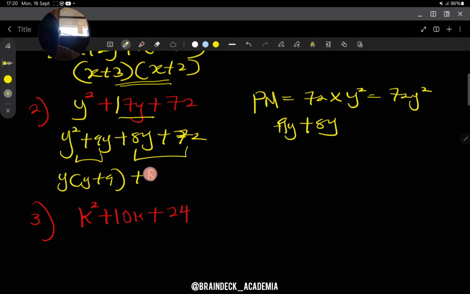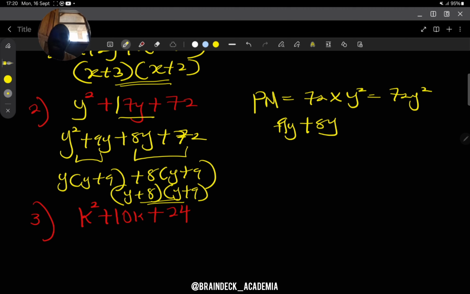The common factor there is 8. I have y plus 9. You can see they are both similar. So you pick the one outside the bracket, 9y plus 8, bracket y plus 9, and that is your answer. You pick any of the similar ones, and that is your answer.